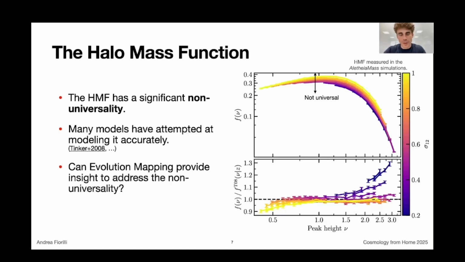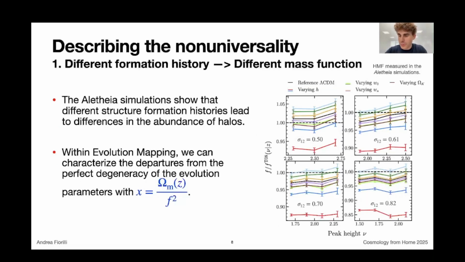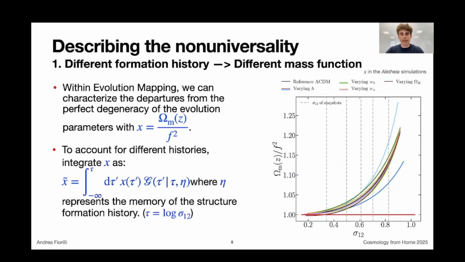Now, knowing about evolution mapping, can we model the non-universality in terms of how the history of structure formation goes in a given cosmology? If we turn to the halo mass function in the Aletheia simulations, we see that there is a spread across the mass functions of different models that have different histories of structure formation. Especially if we look at the bottom right plot here, we can see that the spread across different models appears to be more or less in the same order as we saw for the nonlinear matter power spectra before. So maybe we do have a possibility of modeling this in terms of x. And actually, we can do something a little more refined.